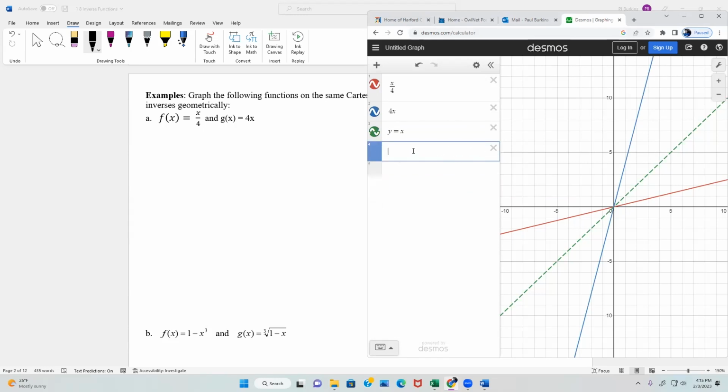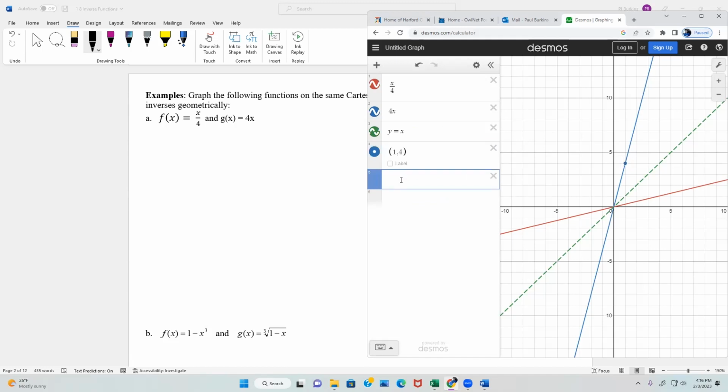Okay. Now let's put in some actual points. So let's put in an ordered pair. What's one ordered pair that appears to be on the blue curve? It looks like maybe 1, 4, right? So let's put on the ordered pair 1, 4. And let's make that blue to go along with the curve.